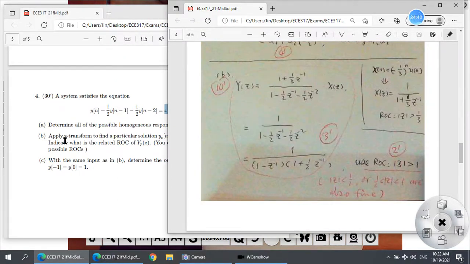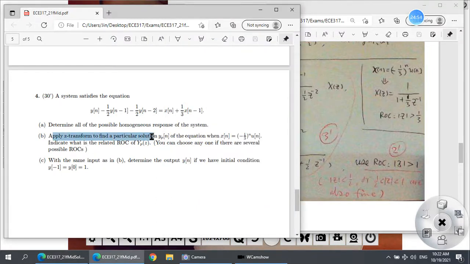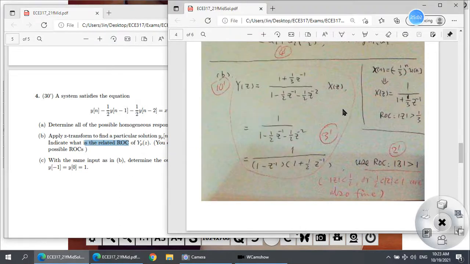Then part B: apply Z transform to find a particular solution when the input is this one. And also you need to indicate what the ROC is. Okay, so now the output is the transfer function times the input, and the input is given. In the Z domain it is 1 over 1 minus A times Z to the negative 1, and A is negative 1/3, so it's 1 plus 1/3 times Z to the negative 1.